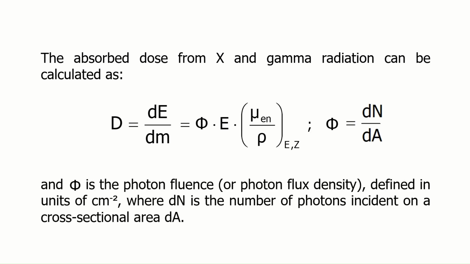The first variable is the photon fluence or photon flux density, defined in units of per square centimeter, where dN is the number of photons incident on a cross-sectional area dA.